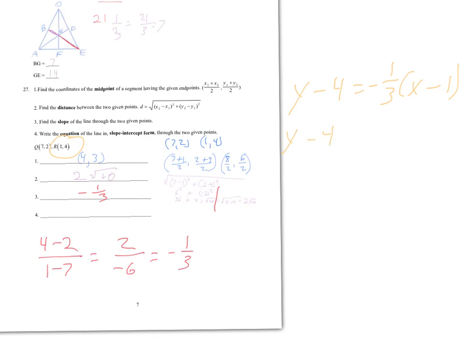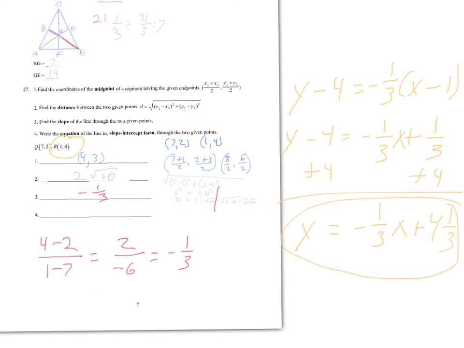Okay, we're going to distribute negative 1/3 x. Negative 1/3 times negative 1 becomes positive 1/3. We're going to add 4 to both sides, and 1/3 plus 4, don't forget my x, left that out, becomes 4 1/3. That is my equation in slope-intercept form. That would be the answer to number 4.